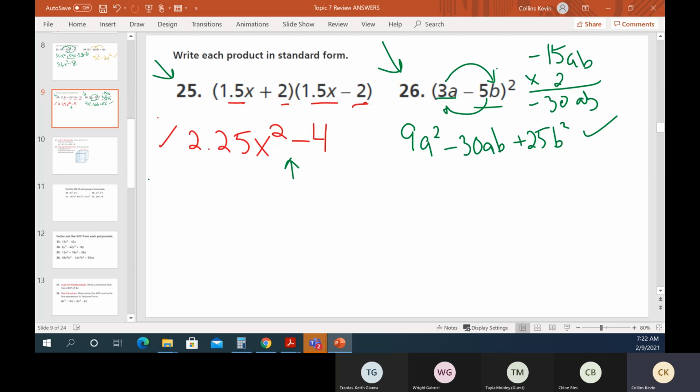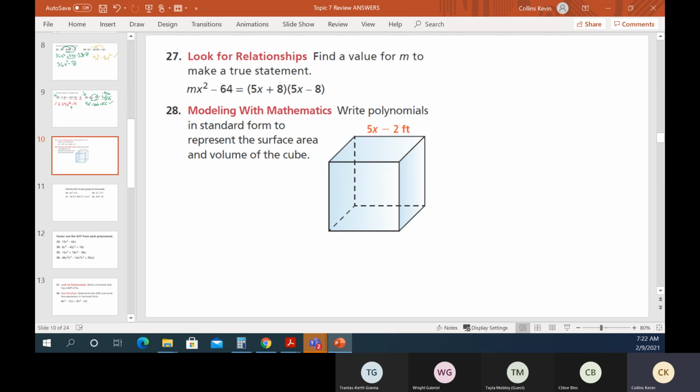All right, so let's continue on. Something a little visual here. So this says, find a value for m to make this statement true. Okay, so over here, we've got the same stuff, right? We've got a 5x, we've got an 8, but one's plus and one's minus. So notice there's no middle term to this guy. So 8 times 8, or 8 times negative 8 technically, gave us the negative 64. So what should m be in this case? What should that m value be?